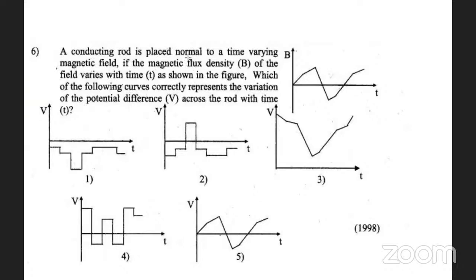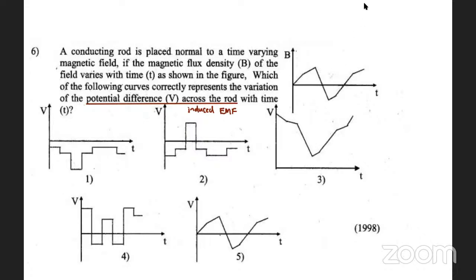So let me explain this one. A conducting rod is placed normal to a time varying magnetic field. If the magnetic flux density of the field varies with time as shown in the figure, which of the following curves correctly represents the variation of potential difference across the rod with time? Potential difference across the rod. Can you tell me another name for that? Another name for that is induced EMF. So we are changing the magnetic flux this way.